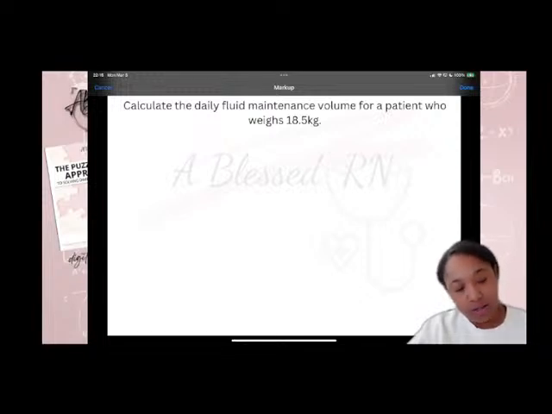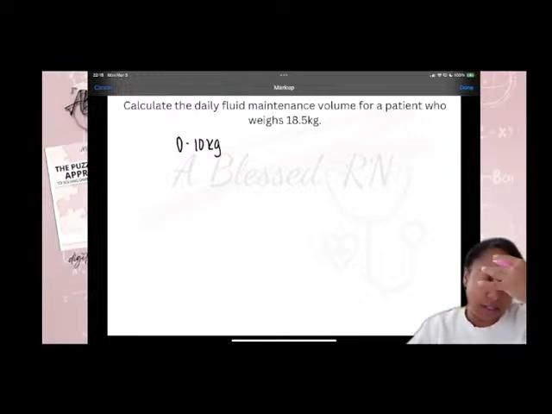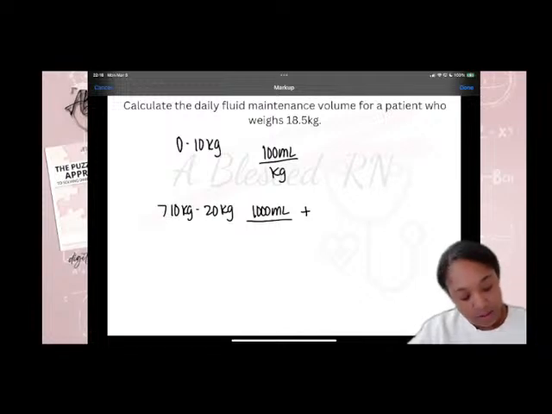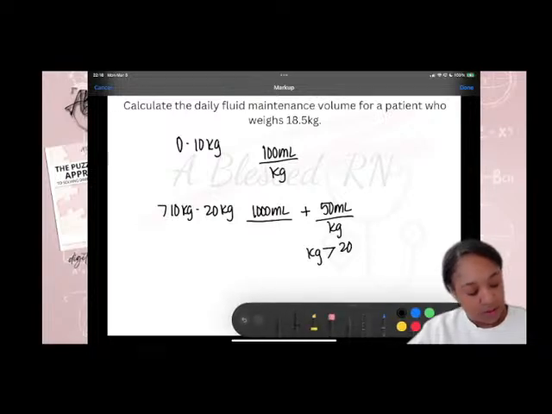What else are we doing? Okay, so the formulas. If there's 0 to 10 kg, I know I got a slide, I just don't feel like finding it. 0 to 10 kgs, they're going to get 100 milliliters per kilogram of body weight. If they are more than 10 to 20, they'll get 1,000 milliliters plus 50 mLs per kg for all of your kgs that is over 10. I'm looking at 20 right there, right?